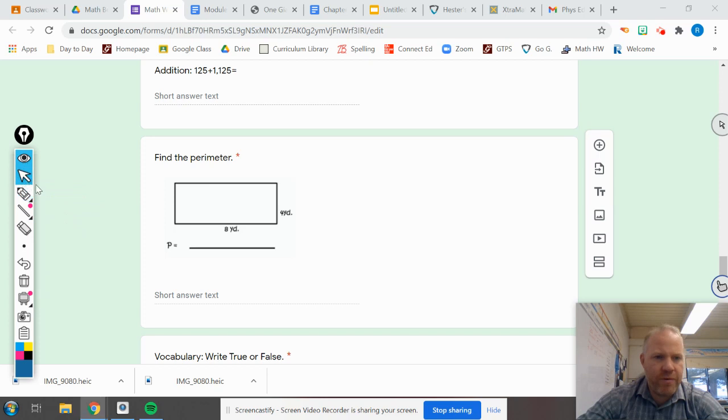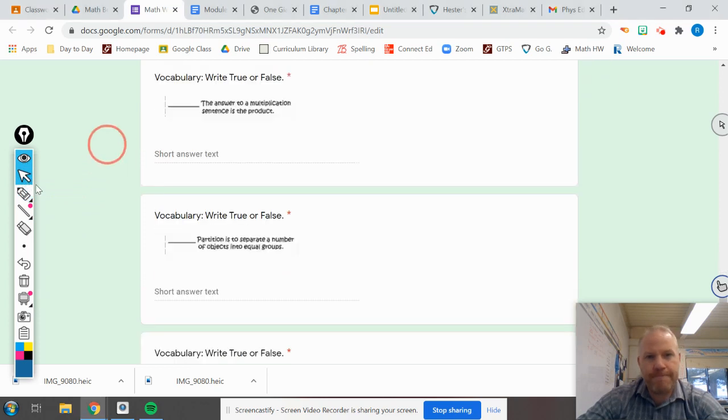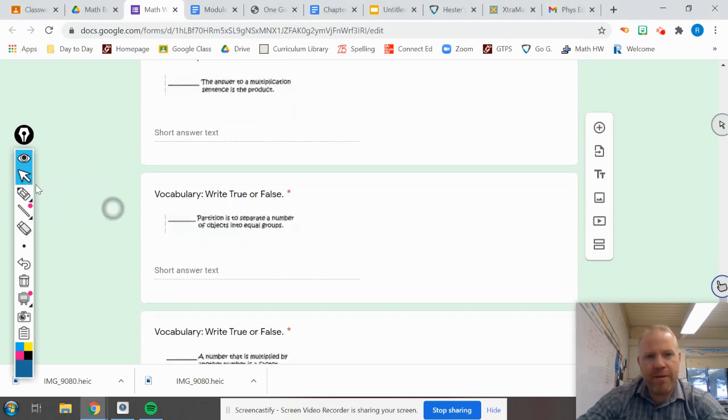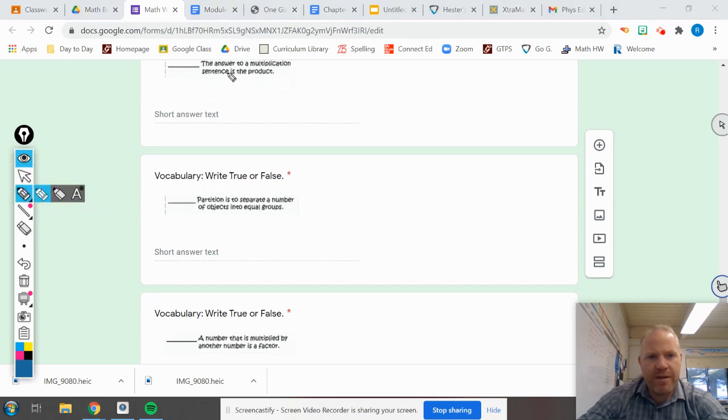Moving forward, we're on vocabulary. So for vocabulary, we're going to write true or false. The answer to a multiplication sentence is the product. That is true. Partition is to separate a number of objects into equal groups. This is true. This is like division.